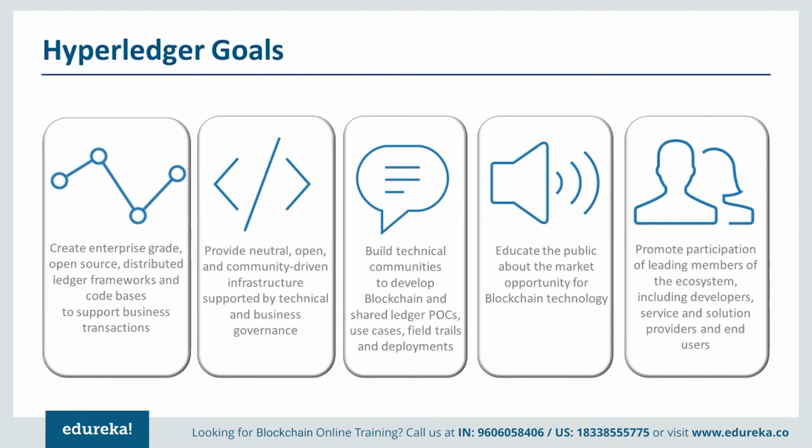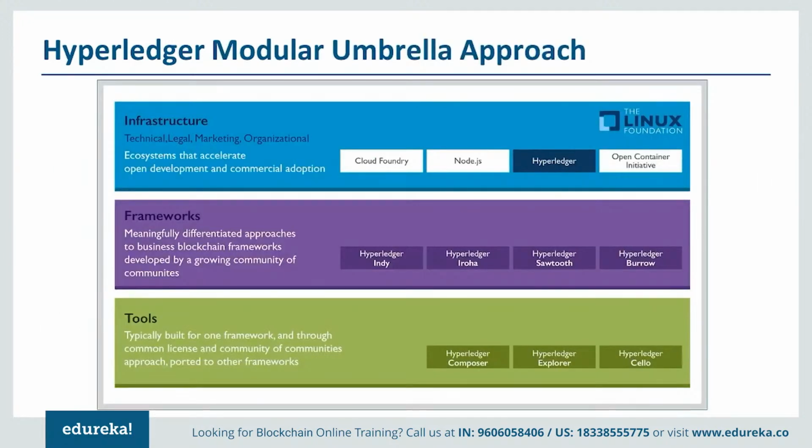Promotion, participation of leading members of the ecosystem, including developers, service, and solution providers. So if your organization is a member, so there are different categories of member, like you can be a gold member, platinum member. Accordingly, you will have a say in creating the new standards. If you are a standalone developer, then you will have a very limited say, although you can participate in the various development activities of new standards. These are the three categories, and it has changed a lot since the creation of this slide.